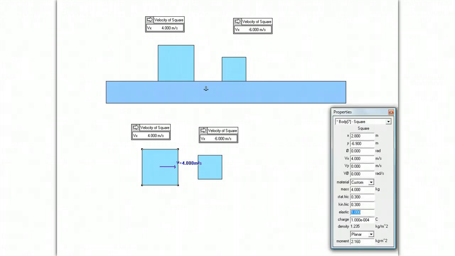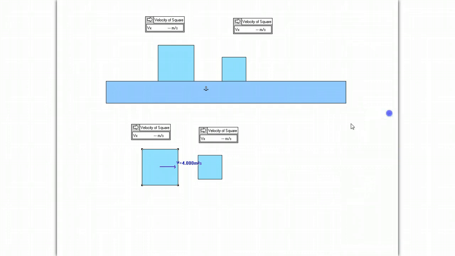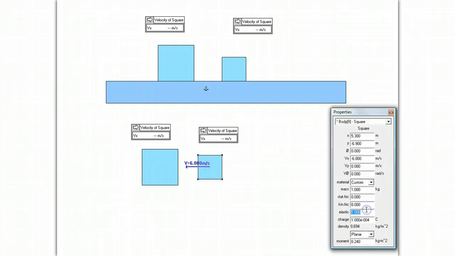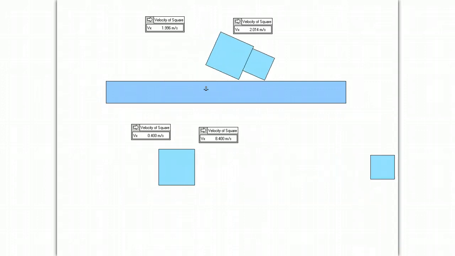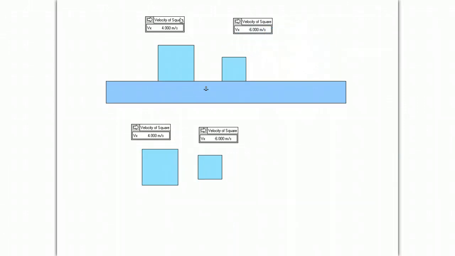And anything in between, let's say I make this 0.8 and this one 0.8 as well, anything in between is known as inelastic. So it's not perfectly inelastic, but it is somewhere in between. Okay, and the closer I make these to 0, the closer it'll look to a perfectly inelastic collision.